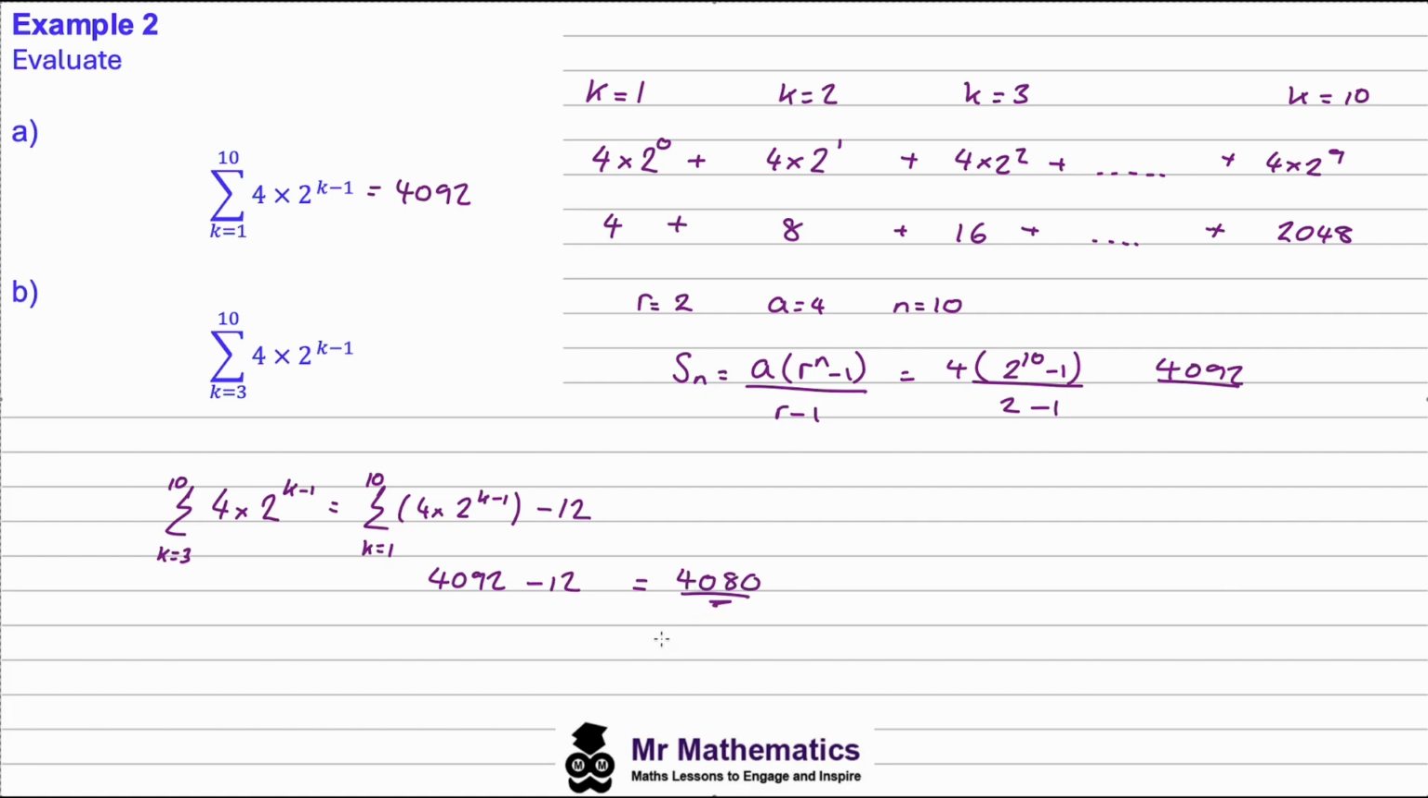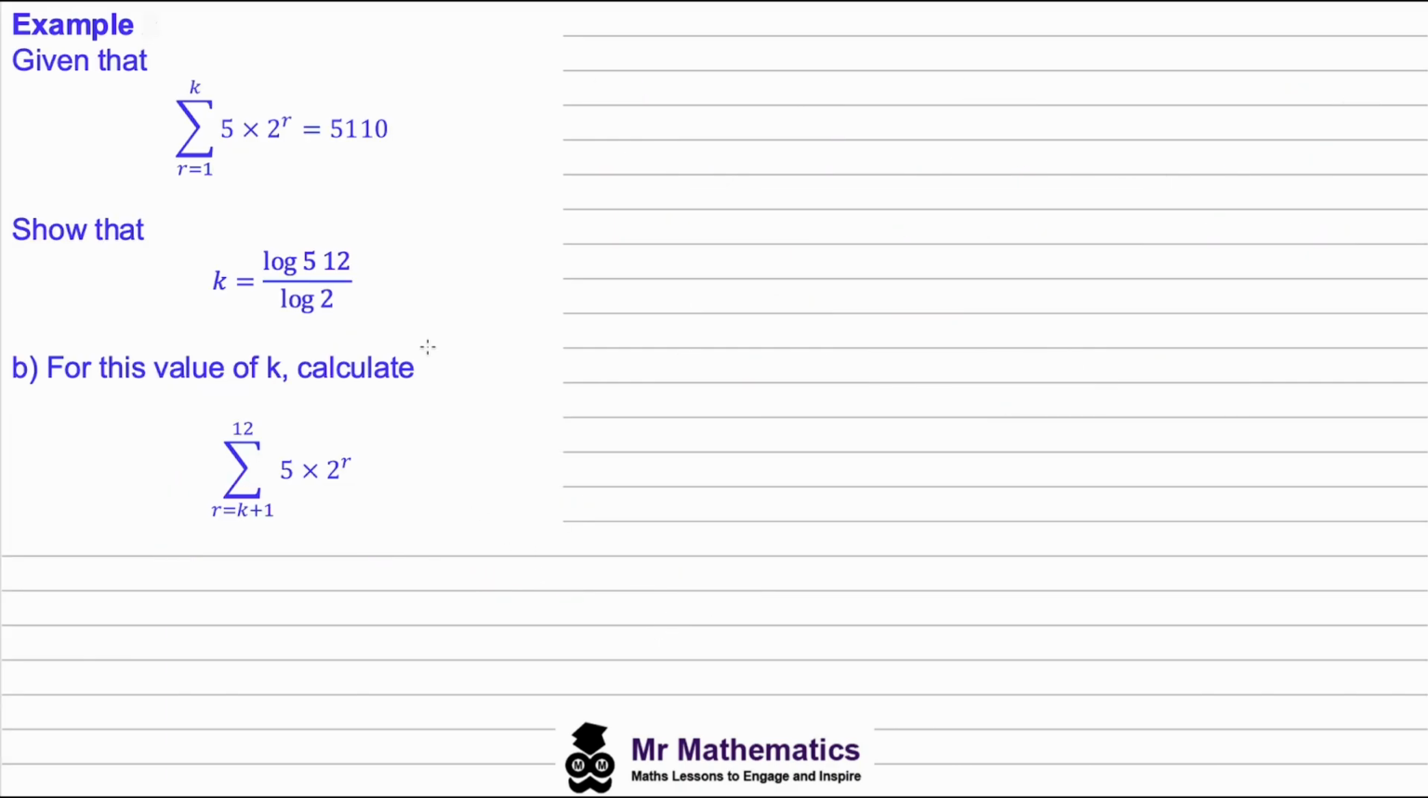Okay? Let's try one more question. Okay, so for example 3, now we've been given the summation between the first to the kth term of 5 times 2 to the r, and we're given that the sum is 5110. We need to work out the value of k. We need to show that k is the log of 512 over the log of 2, and then to use its value of k to work out this summation. So perhaps you want to give this question a go yourself. You can pause the video, and when you come back, we'll go through the solution.